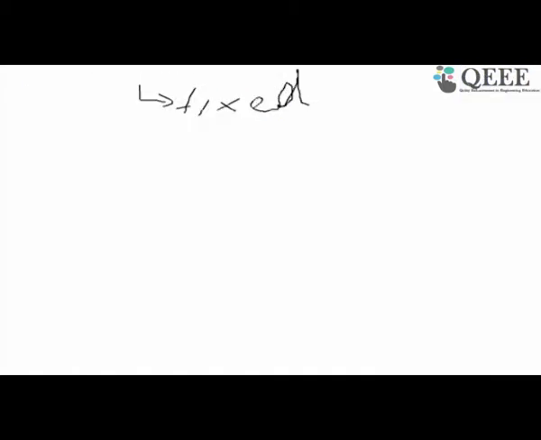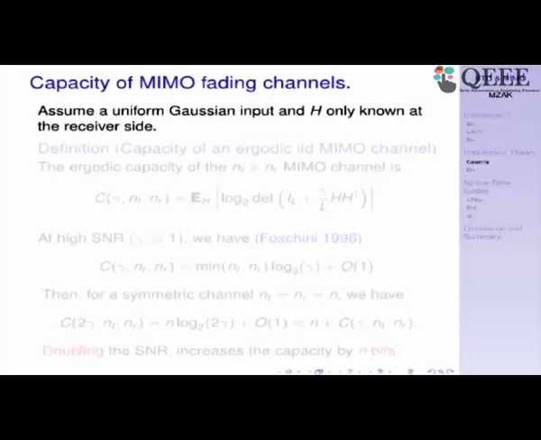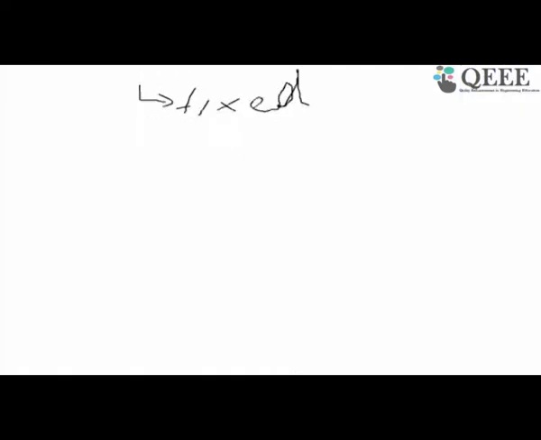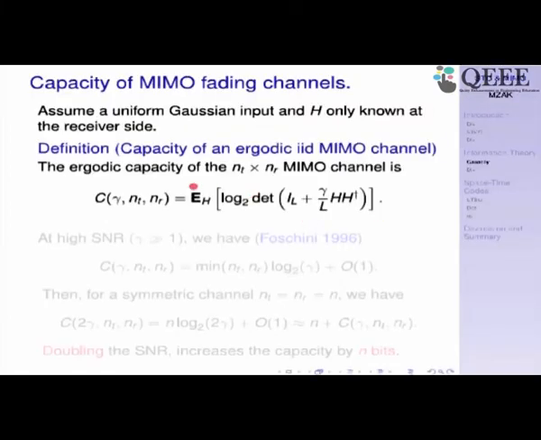The writing is not so good, excuse me for that. So what we have is the capacity of a fixed MIMO channel. What we are interested in is the capacity of a MIMO fading channel. What happens in this case? As before, the derivation we had in the previous slide becomes a conditional capacity. It is the capacity as a function of gamma and the channel H, and now we need to average it. That's the definition of capacity of an ergodic MIMO channel.